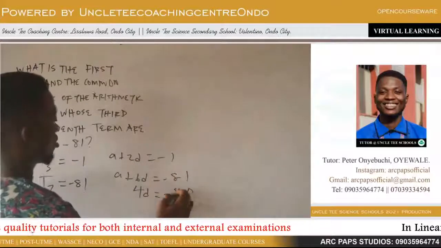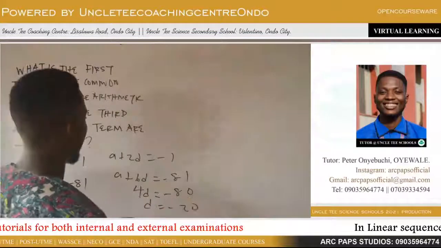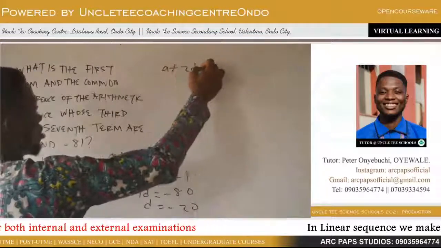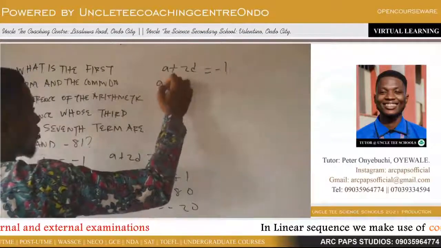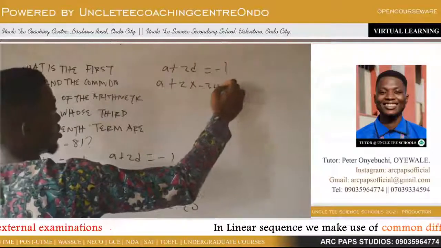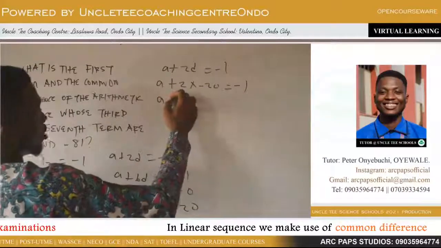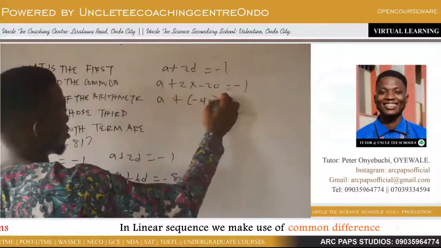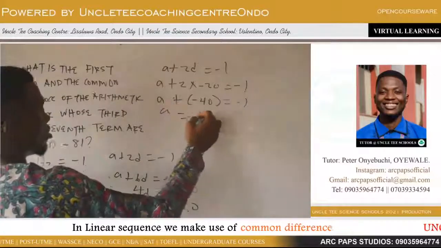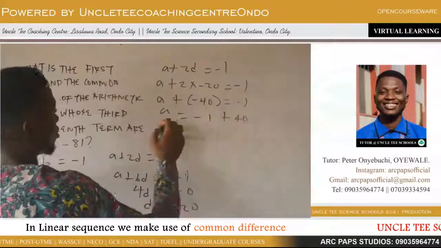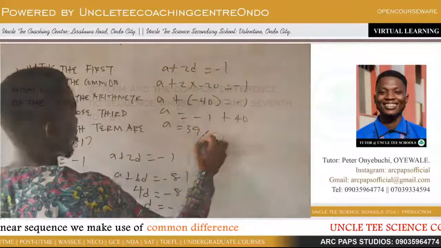6d minus 2d, that's 4d, -81 minus -1, that's -80. It means our d is -20. Now from equation 1, a plus 2d is equal to -1, a plus 2 times -20 is equal to -1, a minus 40 is equal to -1. It means our a is equal to 40 minus 1, which is equal to 39.